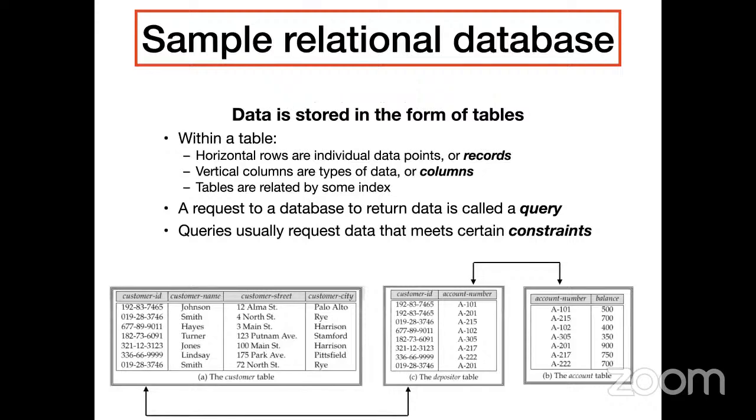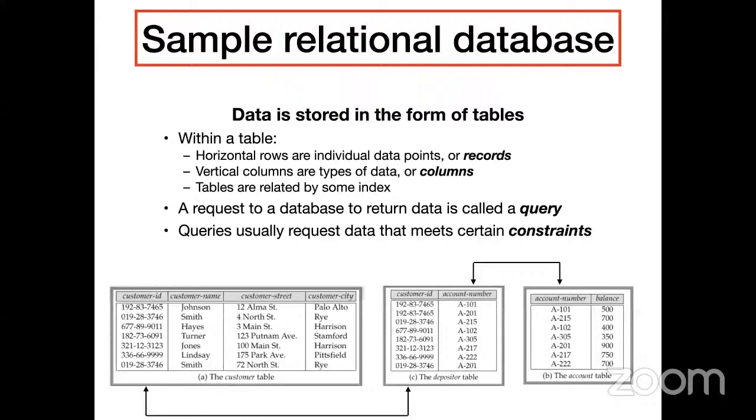So what is a database? It's basically a relational database, where data is stored in tables. A table is a two-dimensional array of columns and rows, where each column will have some value, and there are several entries which are the rows. Horizontal rows are individual data points or records, and vertical columns are types of data.